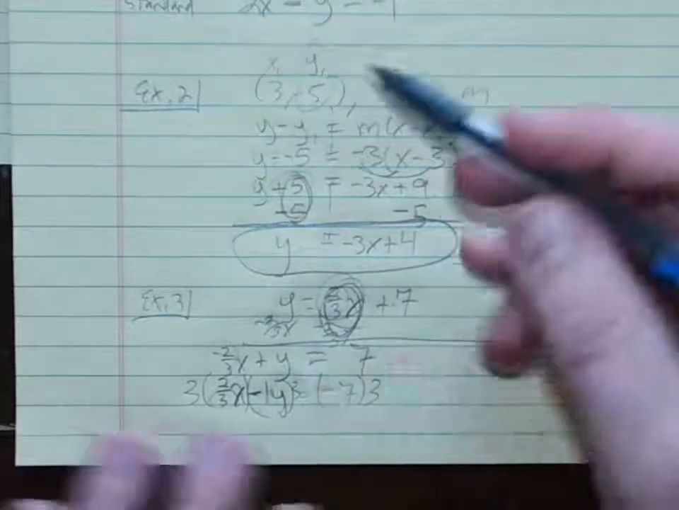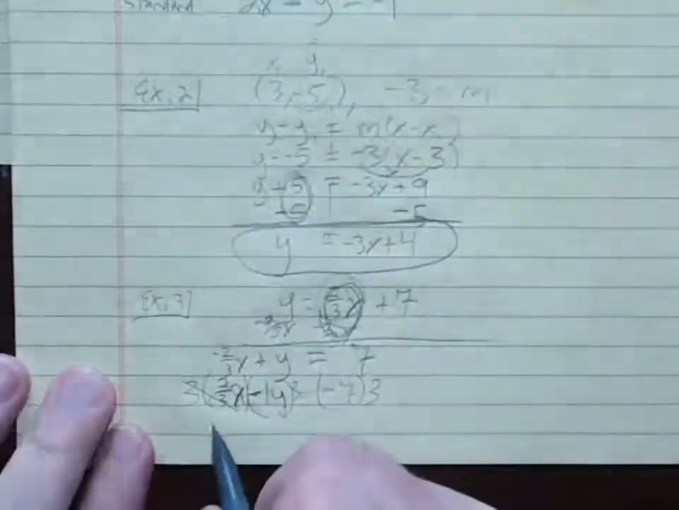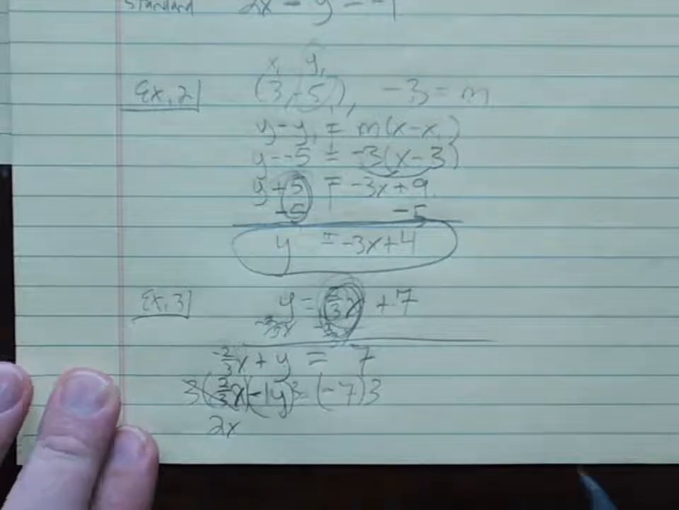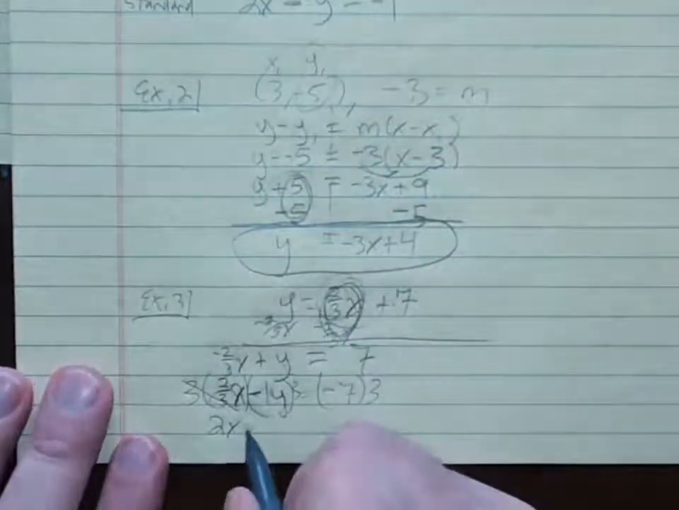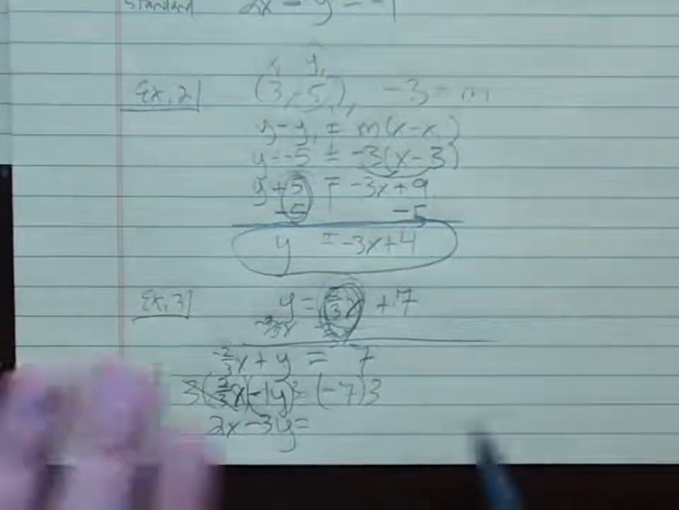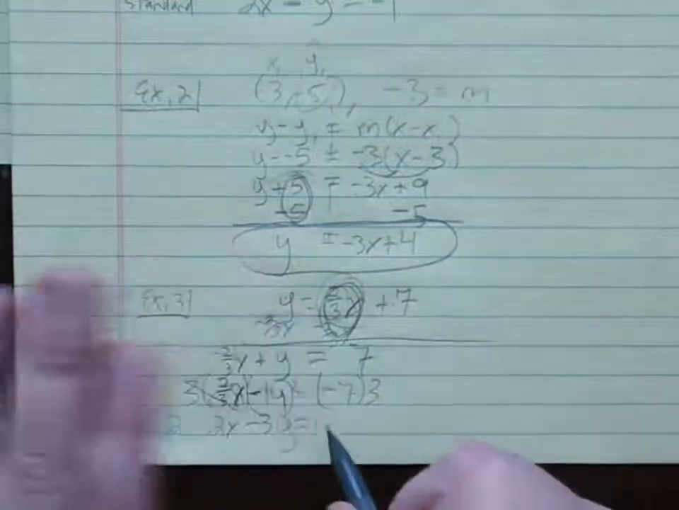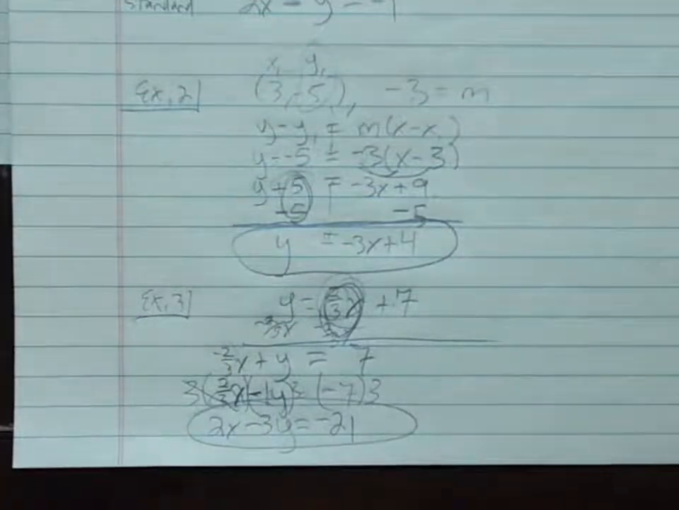And here's what happens. For this first one, the 3's just cancel and leave me with 2x. That was the whole point. On the second one, I've got negative 1 times 3. That's negative 3. So negative 1y becomes negative 3y. And then lastly, negative 7 times 3 is negative 21. So standard form here is 2x minus 3y equals negative 21.